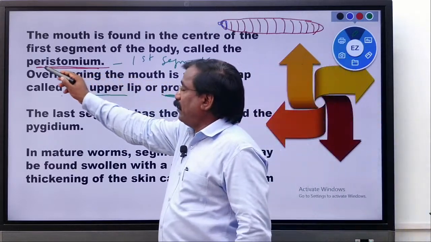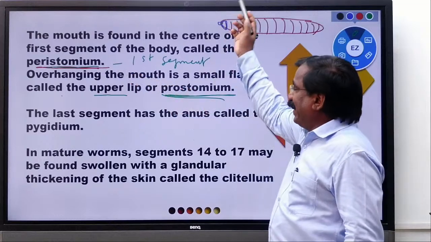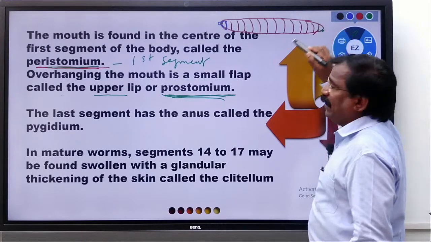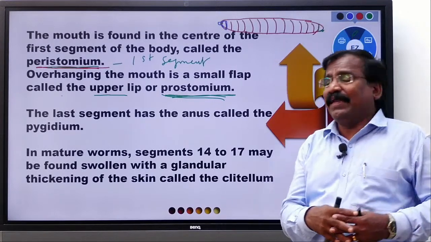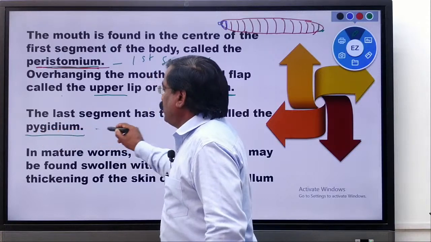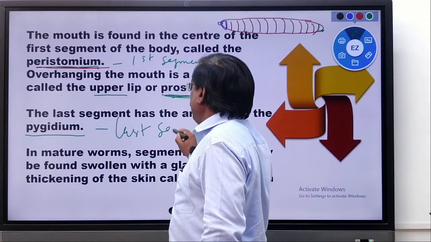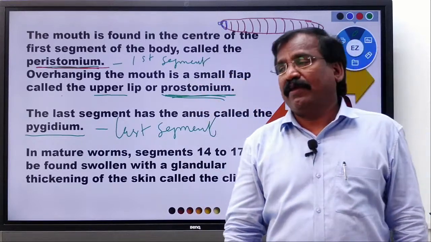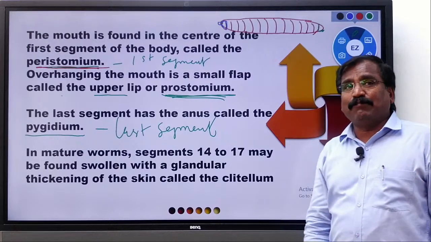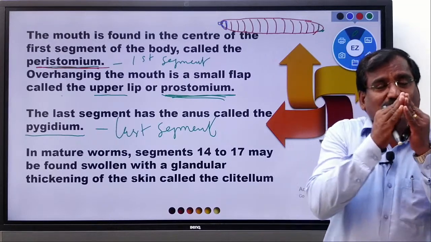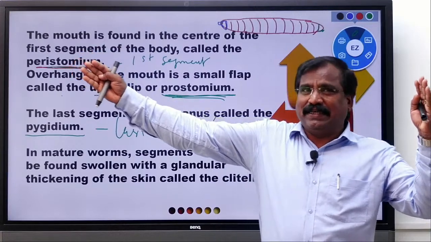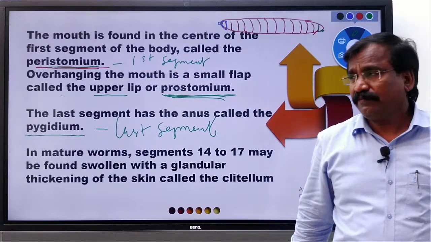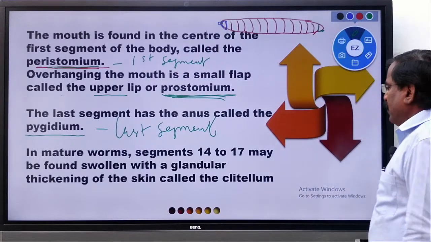So the first segment is called peristomium, that overhanging lip, and the last segment, where the anal opening, the anus, is located, is called pygidium. This is the last segment. Pygidium is the last segment where the anus is located. So the first segment is peristomium and the last segment is pygidium. Okay, don't forget.